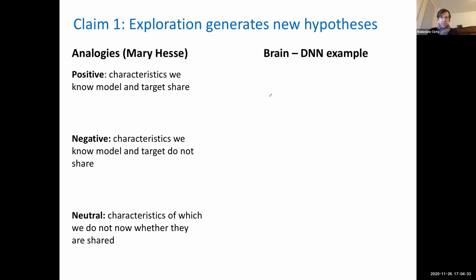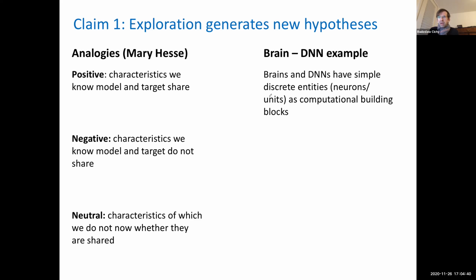And the positive analogies are the characteristics of the model that we know that the model and the target share. So for example, for our brains and our DNNs, we know that they both have simple discrete units or entities like neurons or units as computational building blocks. At this level, we know these two things are similar.